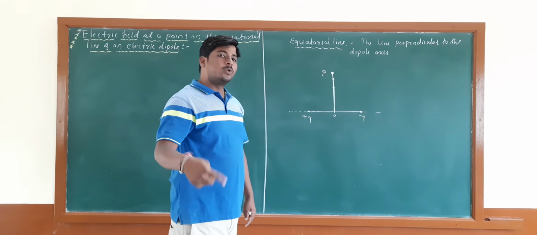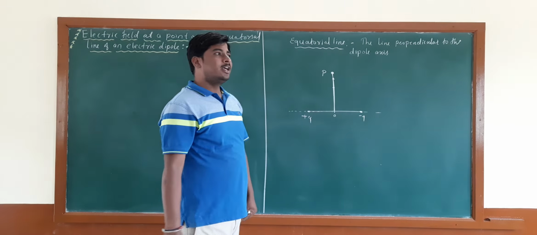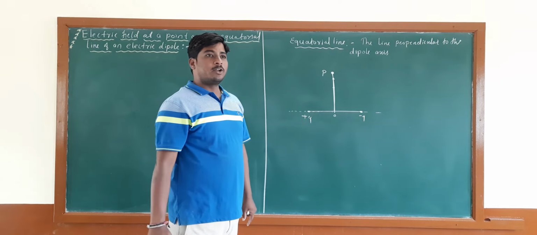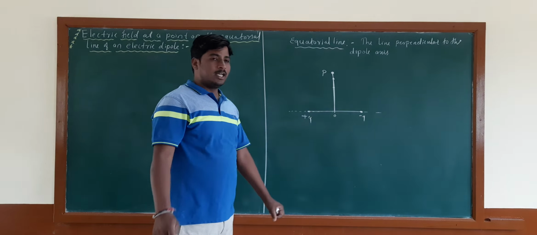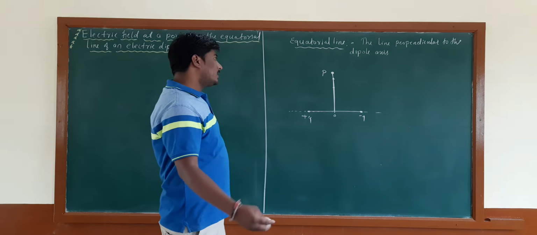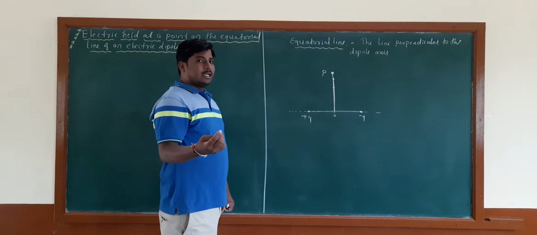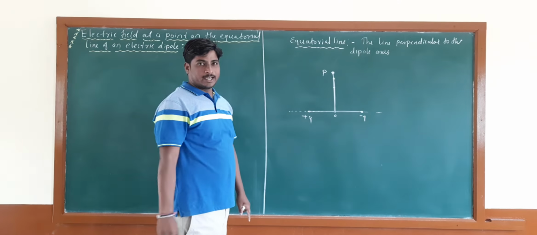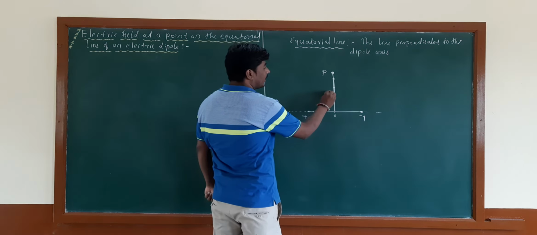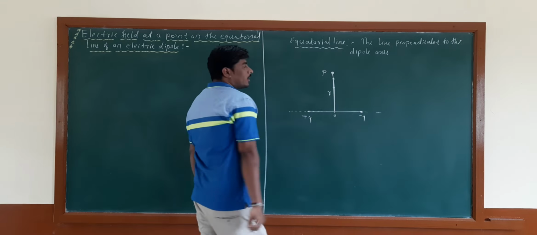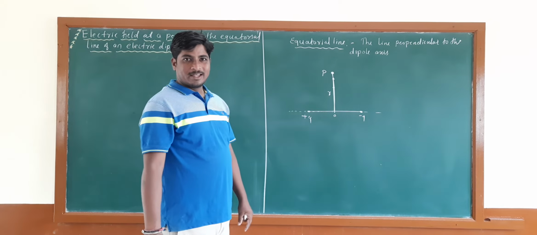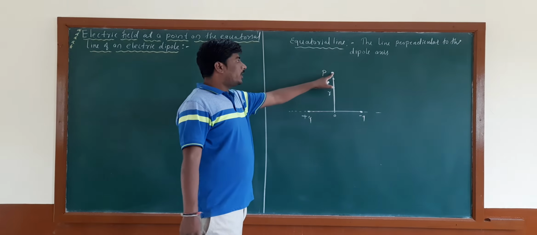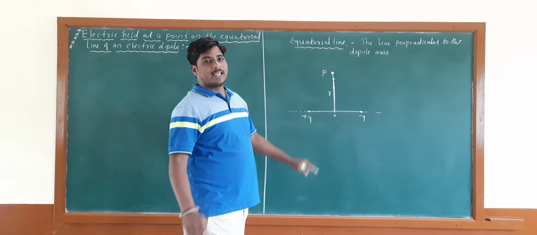Before going to derive the expression for the electric field, we will understand the figure, then only we can derive the expression. So let us say that we are going to find the electric field at point P. Let R be the distance of P from O. Let P be a point at a distance R from O. At this point P we are going to find the electric field.